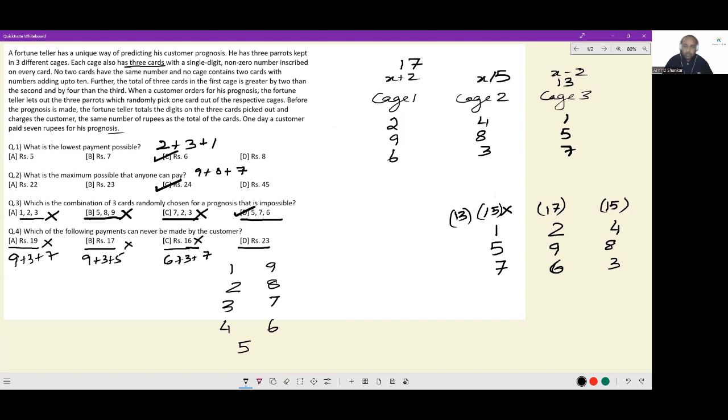For 23, even if you take the highest numbers, you'll get to 24. So that is possible. But for 23, the only 3 single digit numbers that add up to 23 are 9 plus 8 plus 6. But because 9 and 6 are present within the same cage, you cannot really have a combo of them. And therefore, 23 is a payment that can never be made by the customer. And that is the entirety of this set. This is about number manipulation and making groups appropriately. Once you can do that, this set will fall into place.